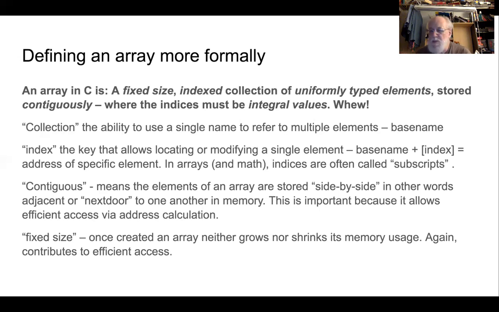Fixed size means that once the array is created, it neither grows nor shrinks in its memory usage. Some languages feature dynamic arrays where the array gets bigger as you put elements in it. Vector in C++ does this. Lists in Python do this inherently. But because arrays in C are fixed size, that makes life much easier for the compiler when it generates code, because things don't move around. So once you know the base name, you know exactly where all the elements start.